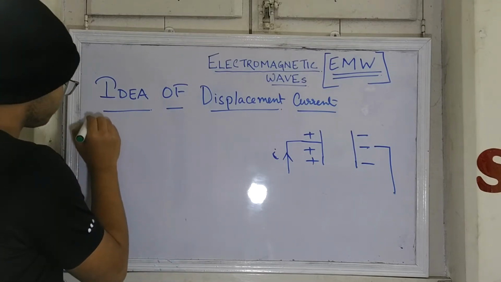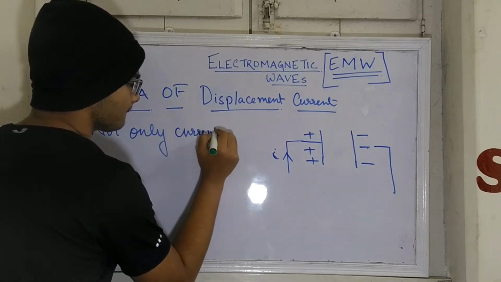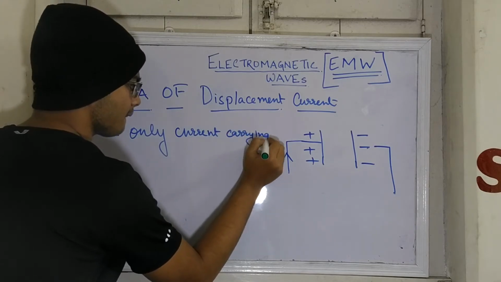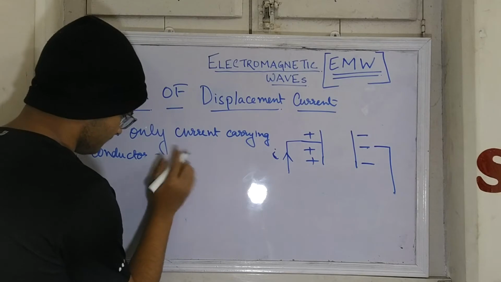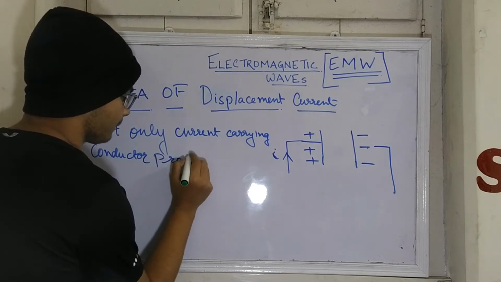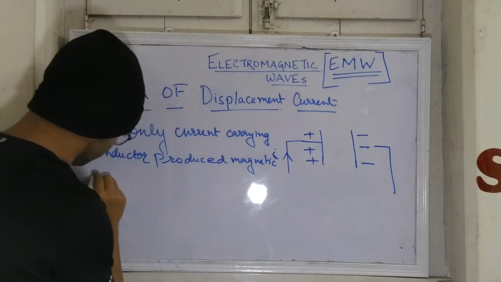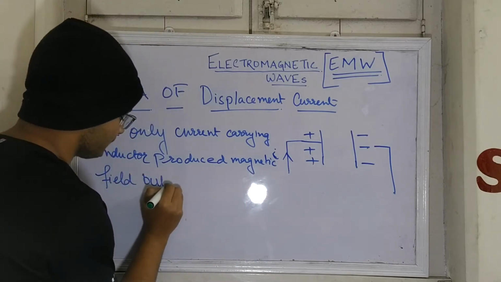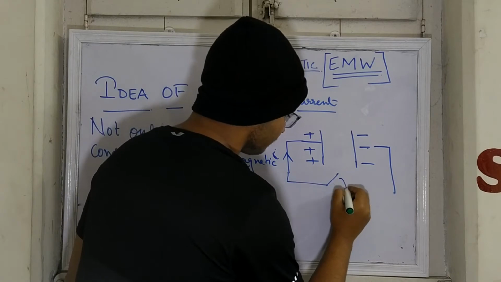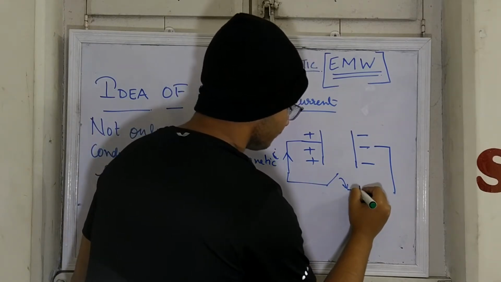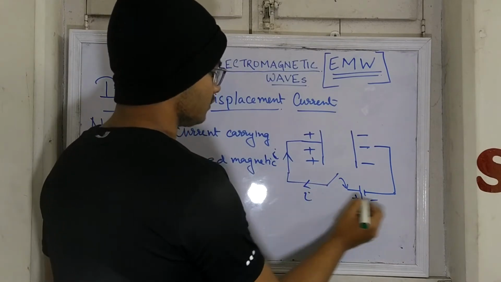Maxwell said that not only a current carrying conductor produces a magnetic field, but now wait, we can see that when this key is closed, and here was my cell, plus charge and negative charge, current is flowing.